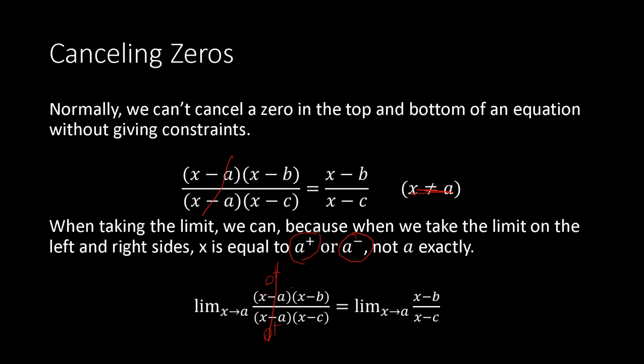Same thing with 0 minus. We plug in x equals a minus, we end up with 0 minus here. And in this factor, we end up with 0 minus. So we are able to actually cancel these factors. So we're not going to go through all of these steps when we start solving problems, but it is important to keep in mind that that's the only reason that we're allowed to cancel zeros like this.